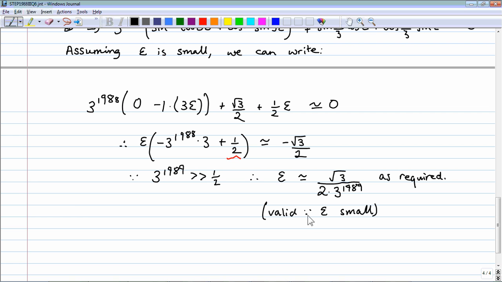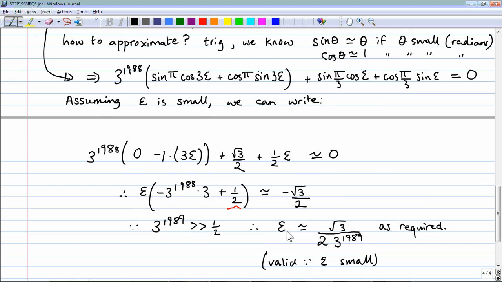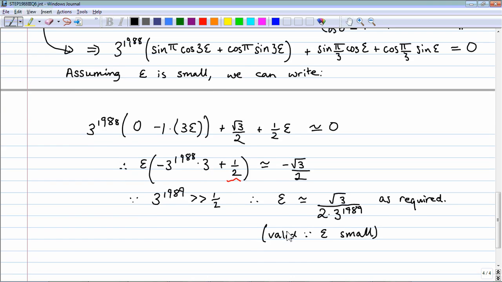So I'm just going to say a little note here. This is valid because epsilon is small. So clearly this is a small number. So because it is a small number, the assumption that we made is valid. So if the assumption we made is valid, then the logic is correct. Yeah. So that's the idea.